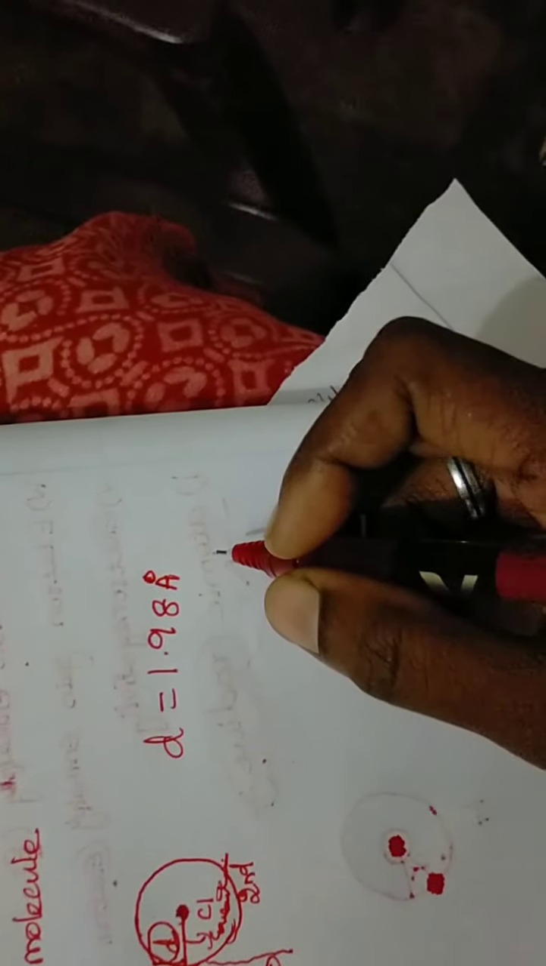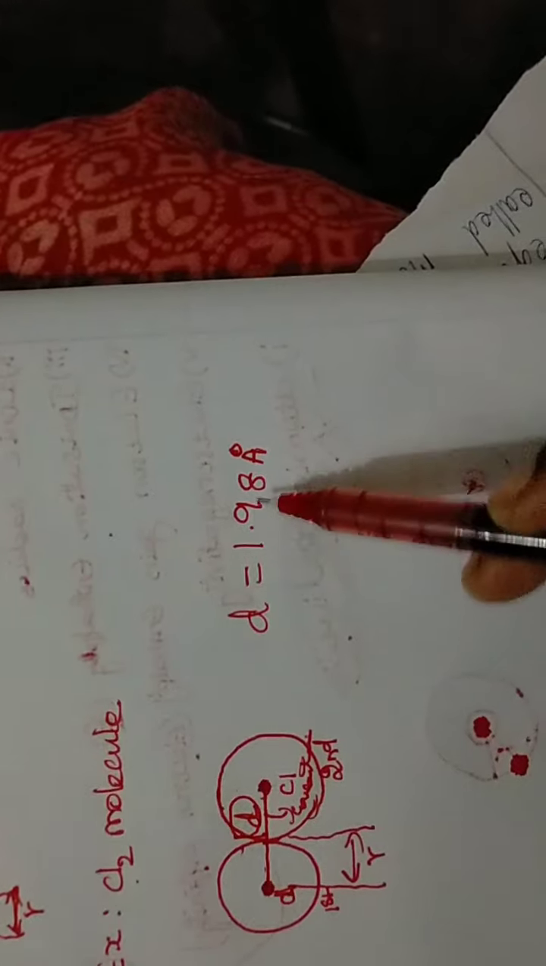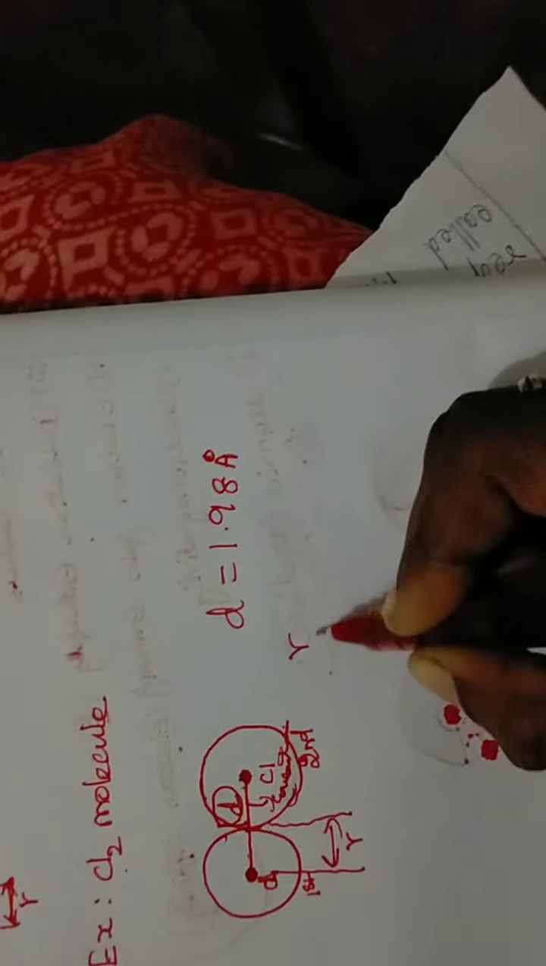Here they have given some data. D is 1.98 angstrom. They have already given the experimental data for the distance between one chlorine and the other chlorine. It is 1.98 angstrom. So how to calculate the radius of one chlorine? We should know the radius of one chlorine. We are going to calculate it.